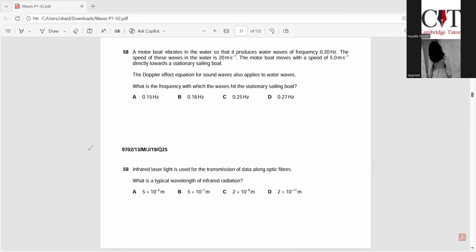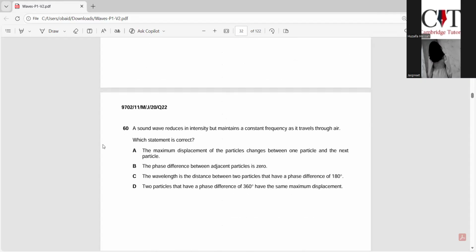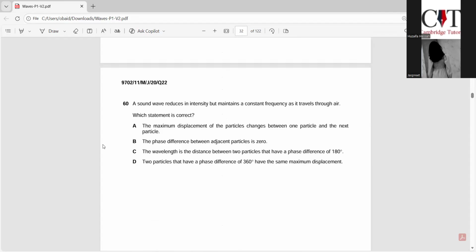But the questions are like this, okay? Solve. Okay. Now read this question. A sound wave reduces in intensity but maintains a constant frequency as it travels through air. Which statement is correct? The maximum displacement of the particle changes between one particle and the next particle.